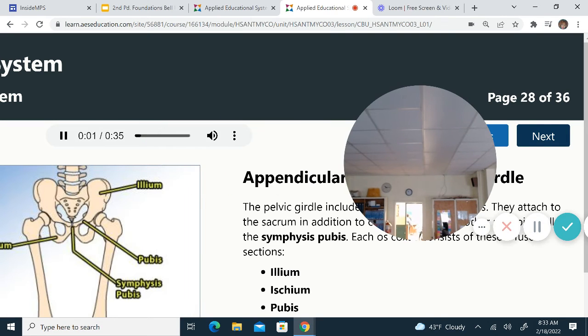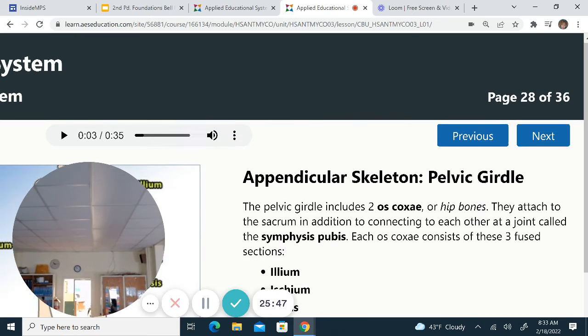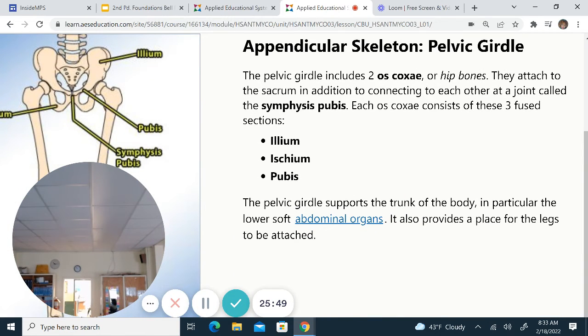Appendicular skeleton, pelvic girdle. All right, so you have your pelvis. You have two os coxae, or your hip bones. So you have your hip bones here, and they attach to your sacrum. Remember, your sacrum is on your vertebral column in the back right there. Your sacrum here.